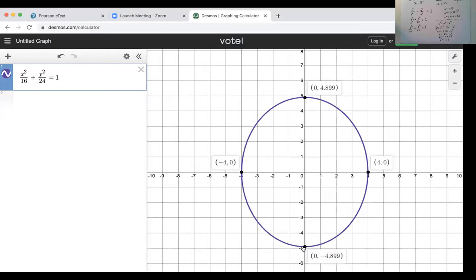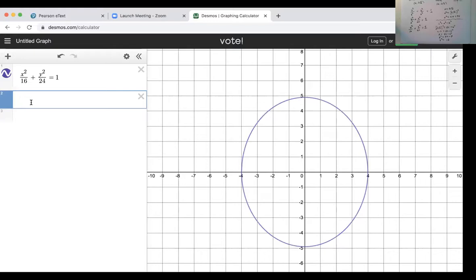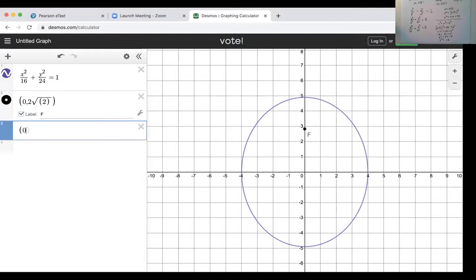And then our focus is at (0, 2√2). So we can graph that as well. (0, 2√2) is one focus. And the other focus would, of course, be (0, -2√2). That would be another focus.